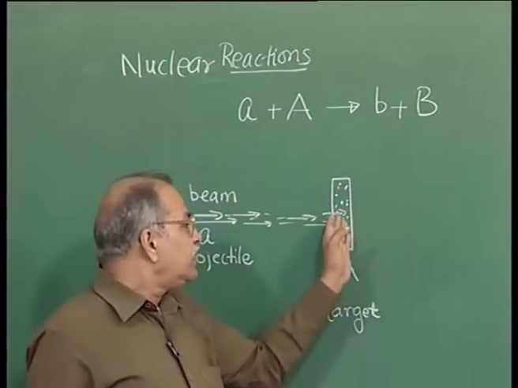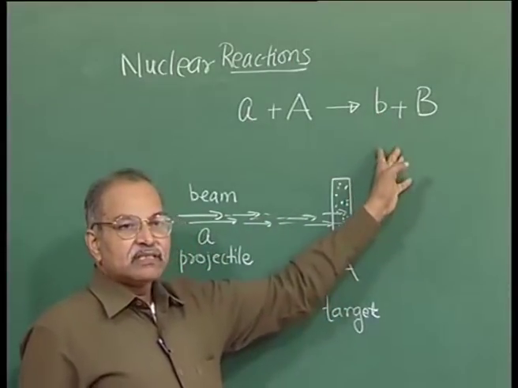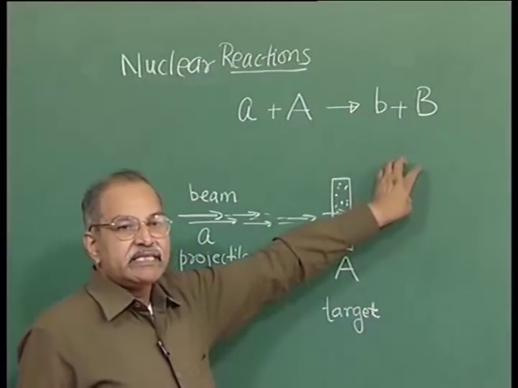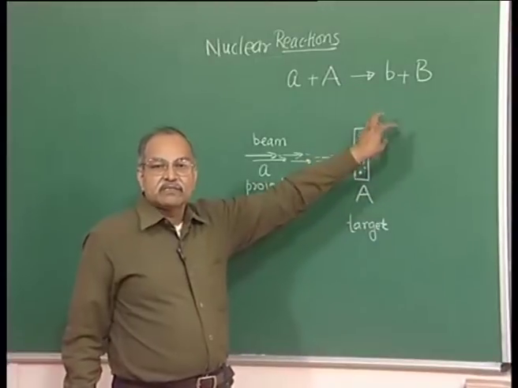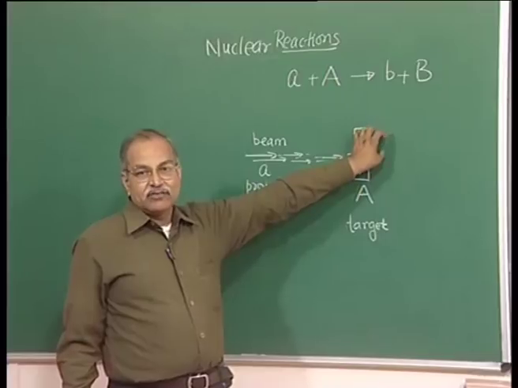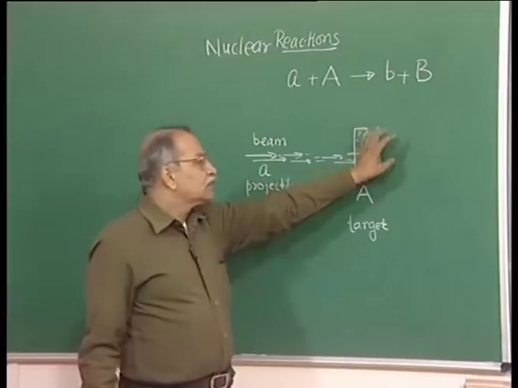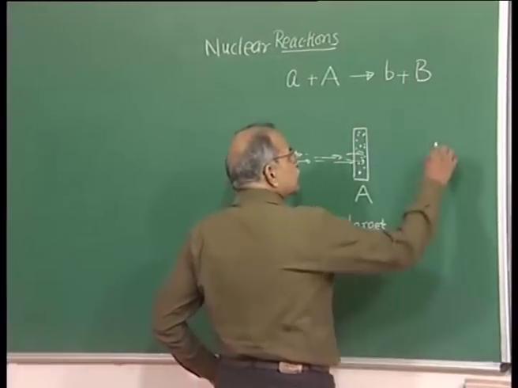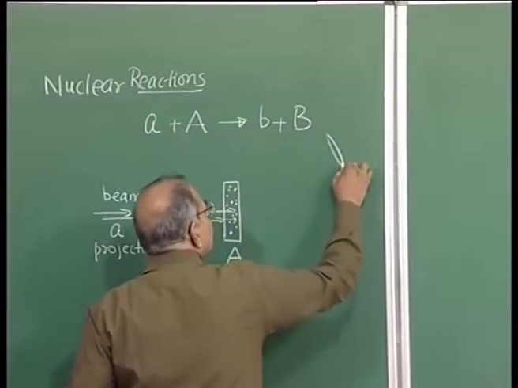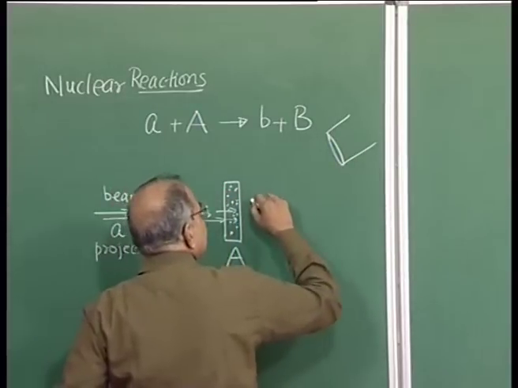And this small b which is coming out is coming out in all kinds of directions, but in an experiment they have to be captured, and they are captured by what we call detectors. Depending on what kind of particles you are detecting, you have specific detectors. The detector is placed at a certain distance, and it has some kind of window which can capture all these particles which are going here.